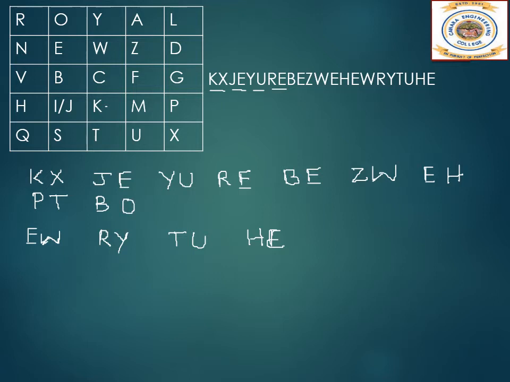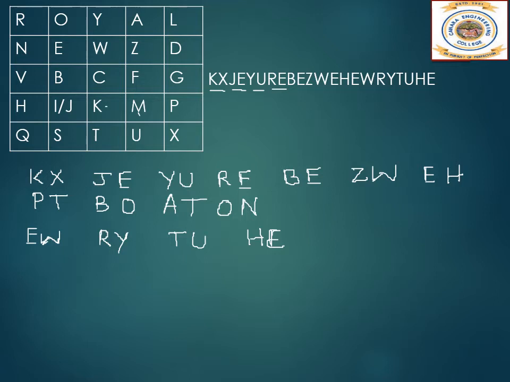Next it is Y and U. Where is Y? Y is over here. Where is U? Here. Again we have to see the same row as Y but the column of U. So for Y it is A, and for U, same row but the column of Y, it is T. Next it is R and E. For R, same row but column of E, it is O. For E it is N.